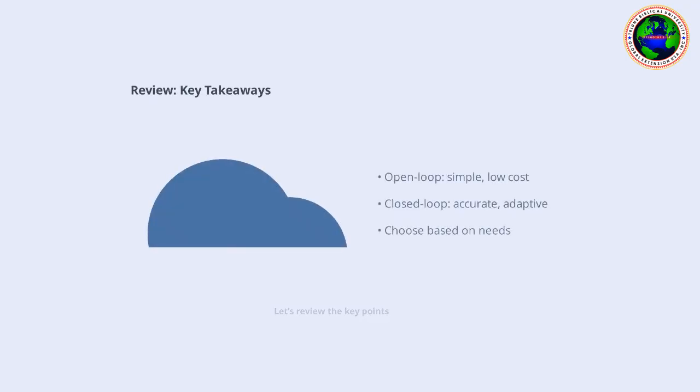Let's review the key points. Open-loop systems are simple and cost-effective, but lack adaptability. Closed-loop systems use feedback to achieve high accuracy and stability, but they're more complex and expensive. The choice depends on the specific requirements of your application. Understanding both types is essential for effective system design.